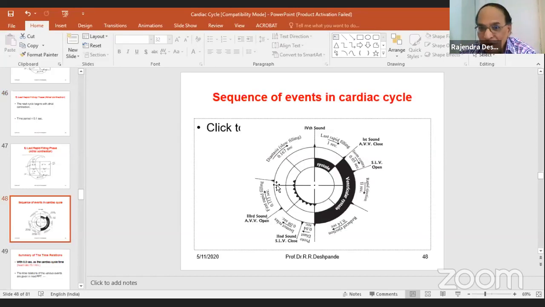In LAQ, long answer question, you will have to draw this figure. You can see this is the atrial systole. The inner circle is the atrium and the outer circle is the ventricle. Ventricular systole, the contraction, this is a total of 0.8 second, am I right? Circle. So divide 0.4, 0.4 here and 0.4 here, and then you have to subdivide these.